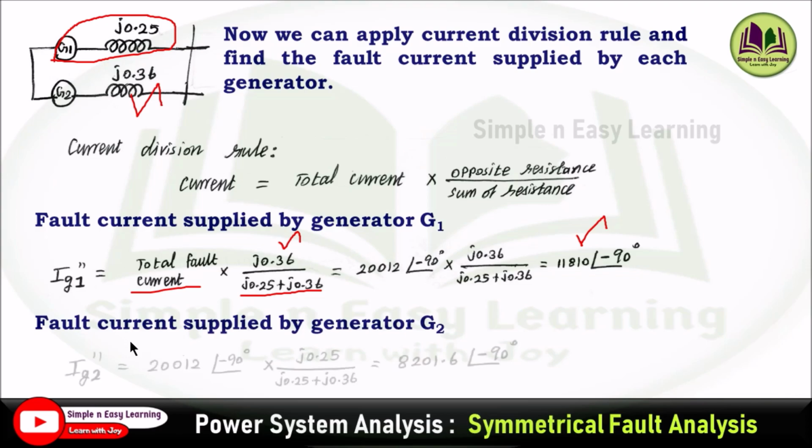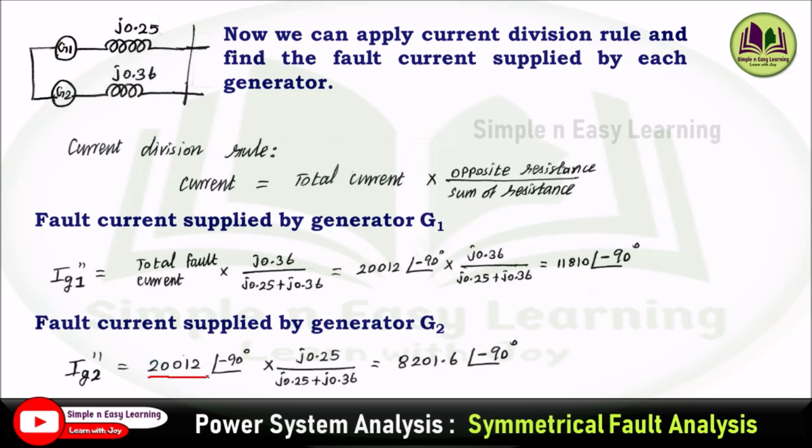Similarly for generator 2, the total fault current is 20,012 angle minus 90 into opposite reactance. If you consider generator 2, the opposite reactance is this j0.25. So substitute this j0.25 opposite reactance divided by sum of reactance j0.25 plus j0.36. So you will be getting 8201.6 angle minus 90. So this is the fault current supplied by each of the generators.